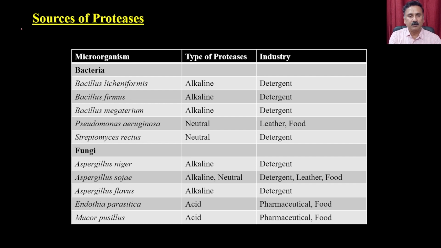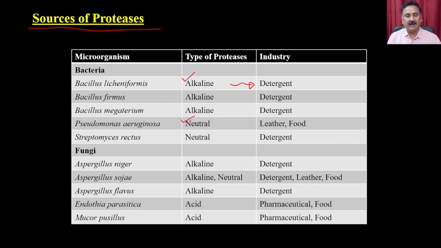Then you can have the sources of the proteases. You can have sources from different types of bacteria. Mostly microorganisms are a good source of proteases. You can have different types of bacteria like Bacillus licheniformis, Bacillus firmus, Bacillus megaterium, Pseudomonas, Streptococcus, and all these give you different types of proteases like alkaline proteases or neutral proteases, and they all have a role either in the detergent industry or the food industry.